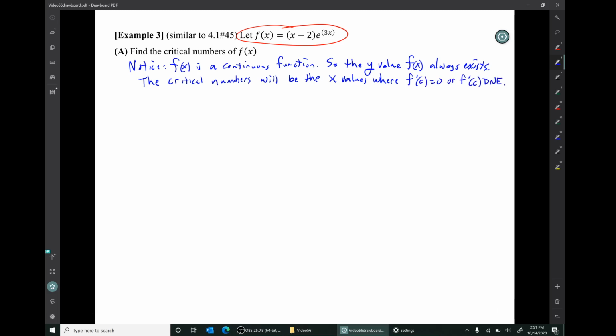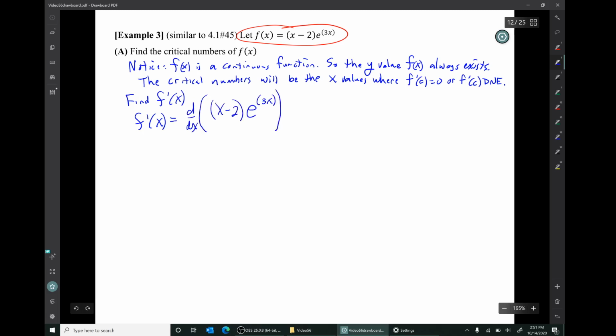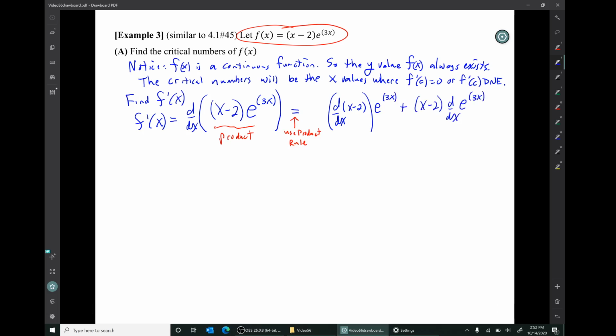So we have to find f prime of x. The key thing here is to remember, this is kind of a blast from the past. This is a product, so we need the product rule. So the product rule says that. Let's do the derivatives in the next step.